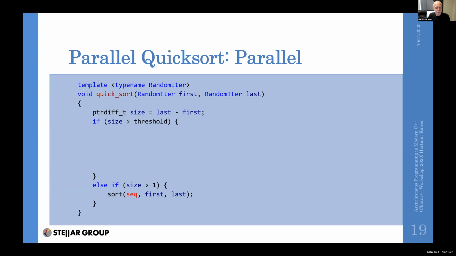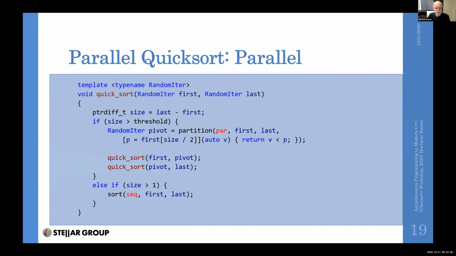In the case that we have too few elements, we just call sort with the seq execution policy, so it will sort sequentially. Otherwise, we call partition with a par execution policy, which will parallelize the partitioning process as explained above. And then we do the quicksort to the left and to the right.